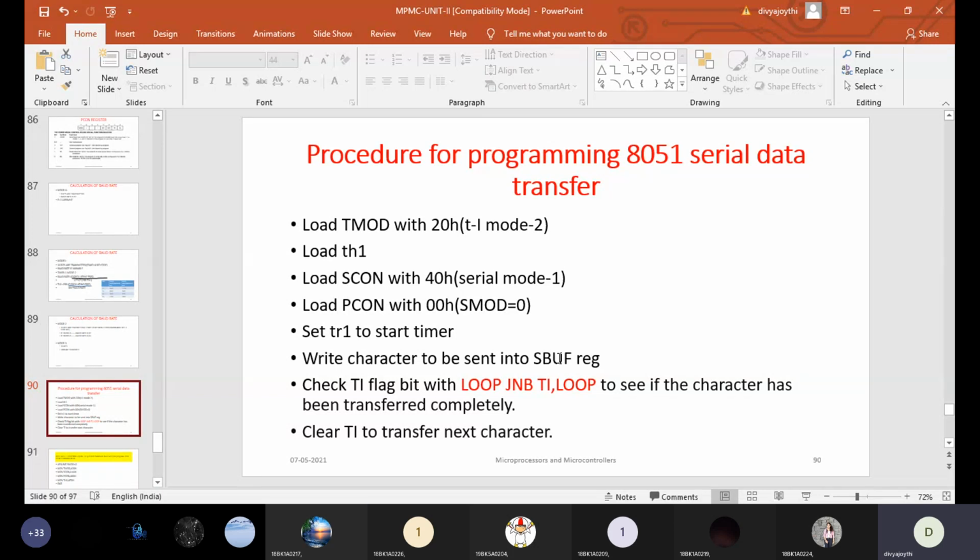To tell the controller to wait until the data from SBUF is transmitted, this particular instruction needs to be introduced soon after loading your SBUF. And once this condition is satisfied, that is, once TI is equal to 1, that indicates that the data has been transferred, and then you need to clear the TI, and then the program can exit. So this is the procedure you need to follow in order to write the program for the serial port of the 8051 microcontroller.